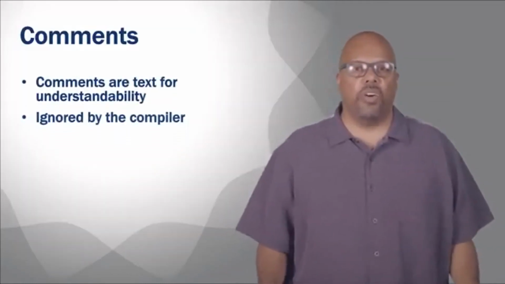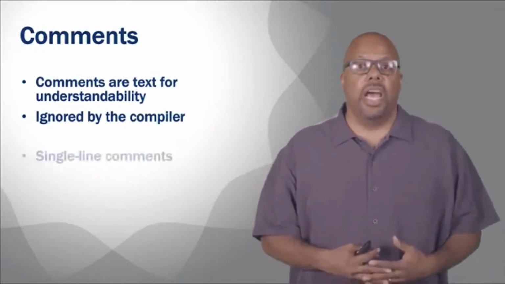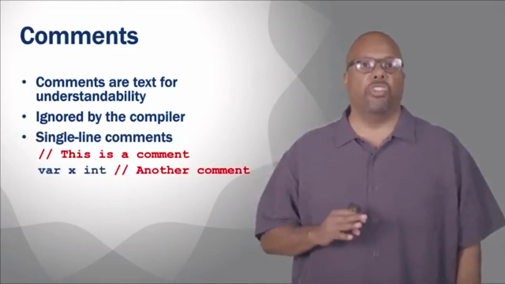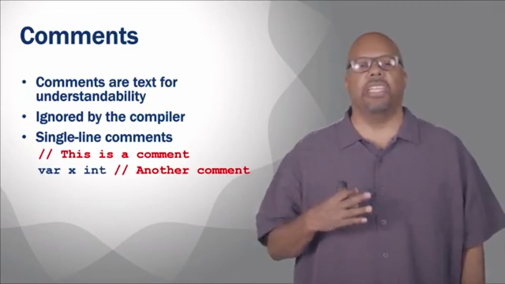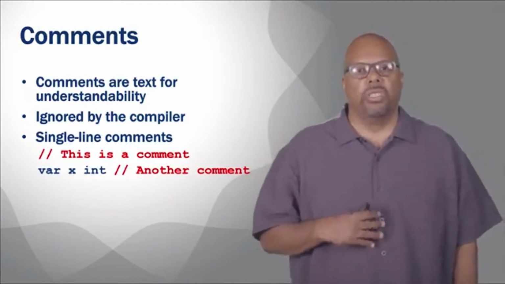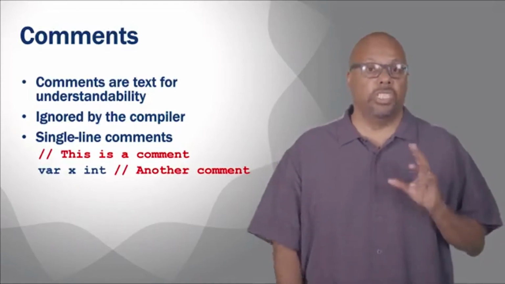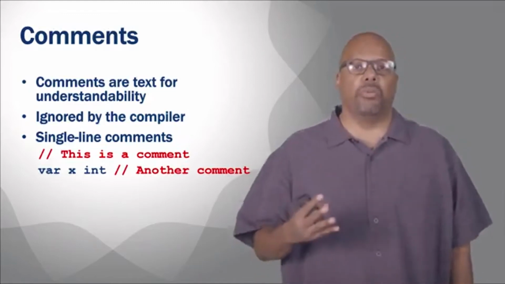Okay, so comments. This is pretty straightforward. These are basically C-like comments, the same as in C. Single line comments are just a double slash. Everything to the right of the slash slash on the line is a comment, which means it's completely ignored by the compiler. It's only text for the programmer to look at, to help with the understandability of the code, which is a useful thing. Comments are excellent things when used appropriately.